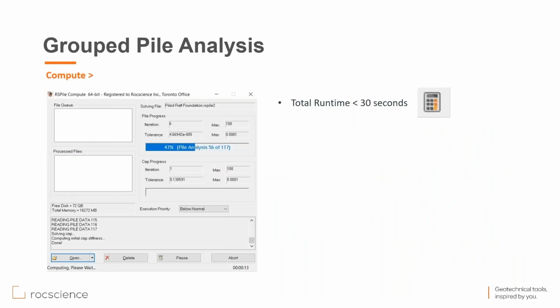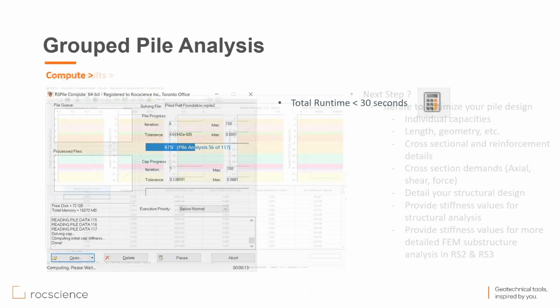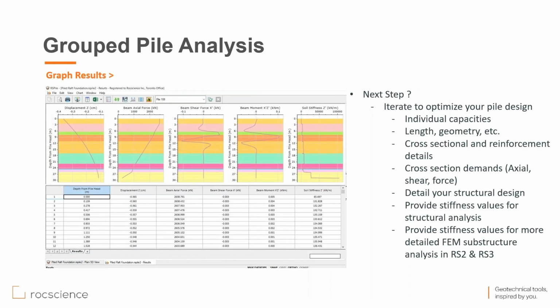So the total runtime for this model, including almost 120 piles, was under 30 seconds. No problems with convergence or so, it just ran smoothly, and we have the results. In RSPile pile analysis, you have the option of directly displaying the displacements, the beam axial forces, shear forces, bending moments, as well as the soil stiffnesses in all directions.